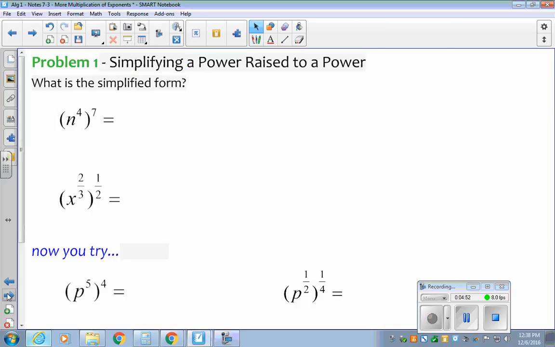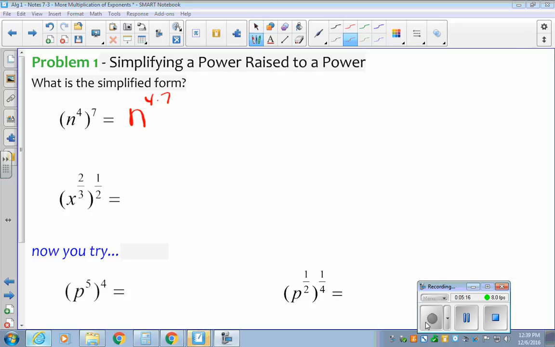All right. Let's apply the rule and make sure you guys got it. I'm recording this for my people. So when we raise a power to another power, we are multiplying those exponents together. So 4 times 7 is 28.